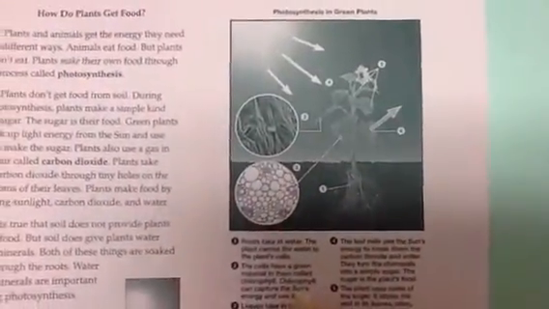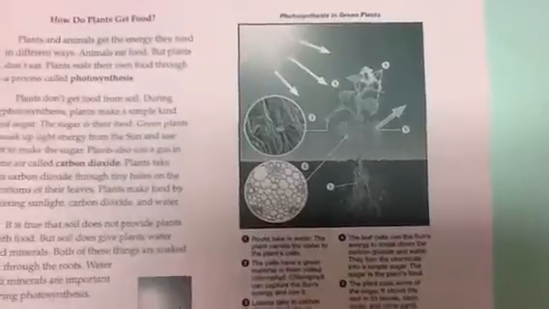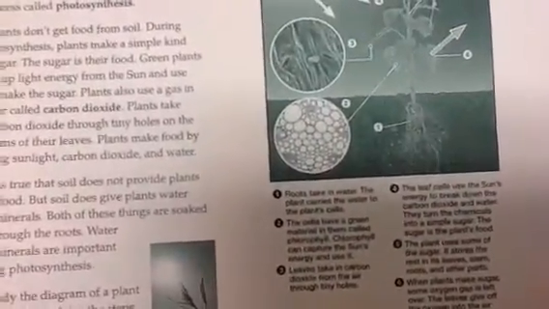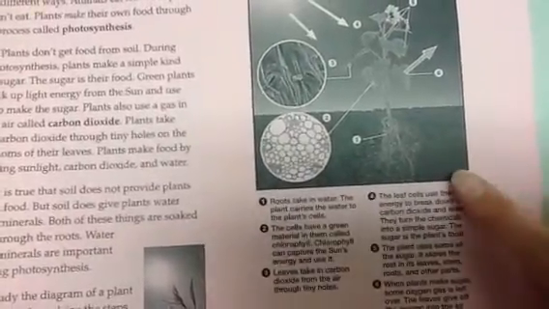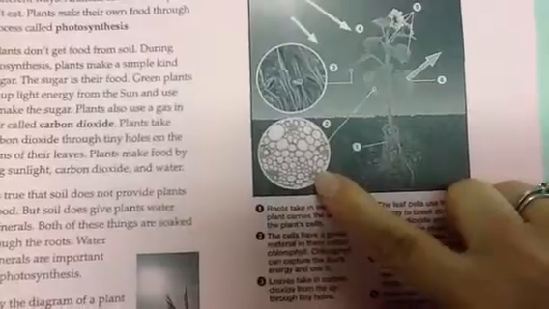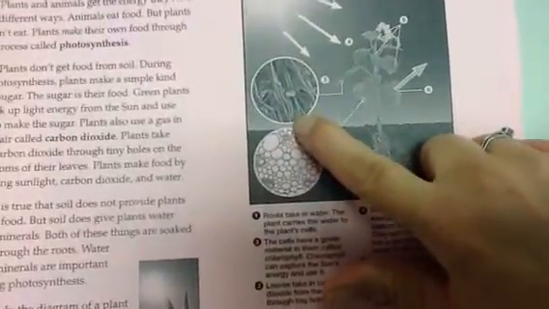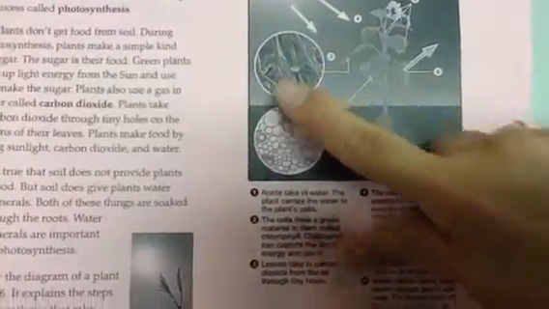That's a picture that says the cells have a green material in them called chlorophyll. Chlorophyll can capture the sun's energy and use it. Then I go to number 3. So I'm guessing this is a picture of plant cells. Number 3 kind of looks like lines.